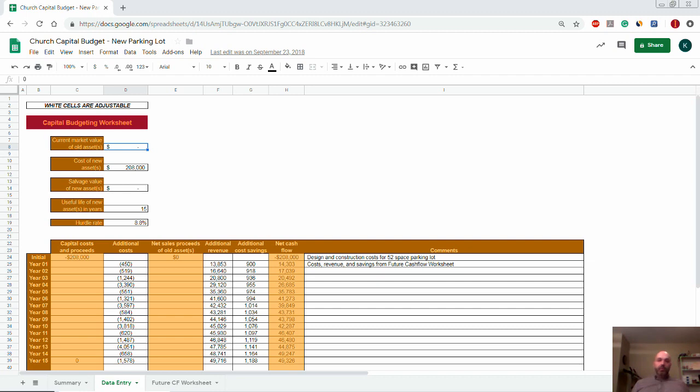It has no bearing on what happens in the future. So keep that in mind going forward here. So, okay. So with that, we'll move on. The initial cash outlay. Okay. The cost of the new asset.